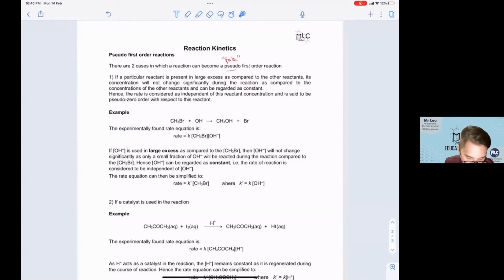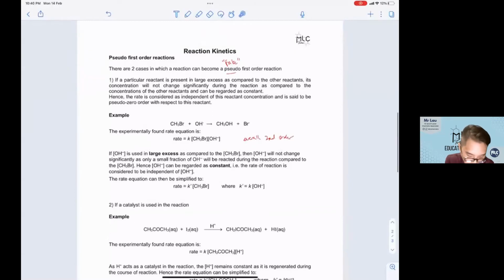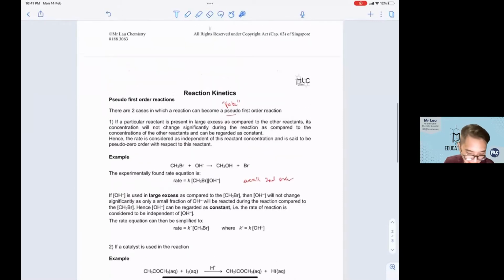So for example, let's say you have a rate equation given by this: rate equals k [CH3Br][OH-]. Overall, it is a second order reaction. But if one of these reagents is in large excess, for example, if OH- is in large excess, the concentration of OH- will remain constant throughout the reaction. Let me give you an example.